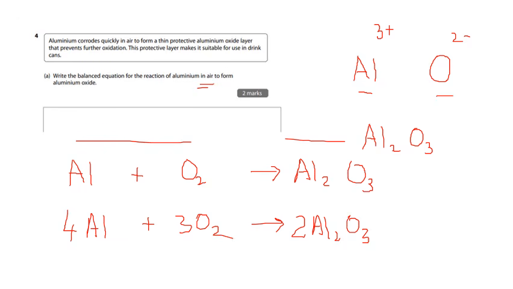Okay, so if you look, we've got 4 aluminiums, we've got 4 aluminiums, we've got 6 oxygens, we've got 6 oxygens, and that's it. That's my balanced equation. It's practice. All I can say is practice and trial and error, and I'm going to move on now.